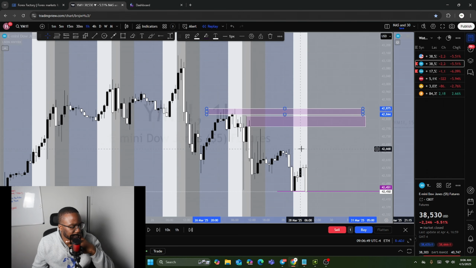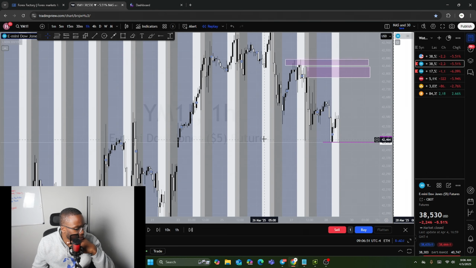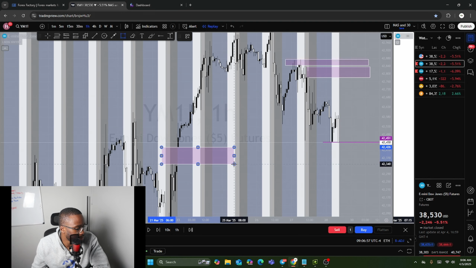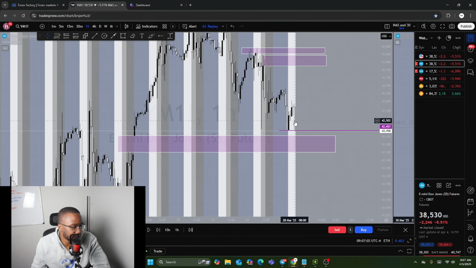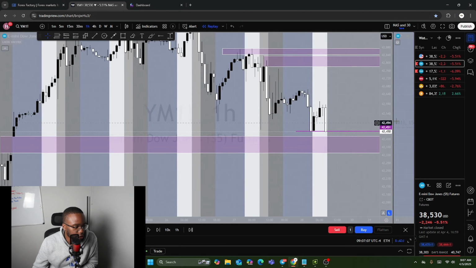Let's see if there's anything lower that I would like to draw. Ooh, the gap is right there. Definitely going for the gap. 100% going for the gap. What is this day? Friday? It's 100% going for the gap, for sure.